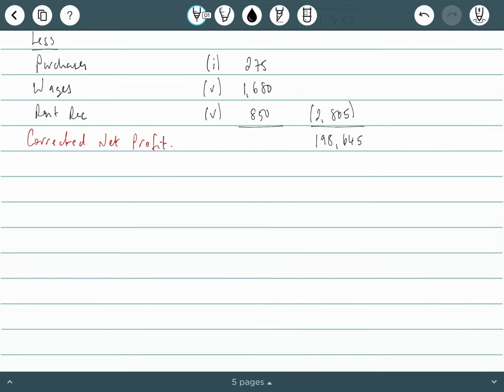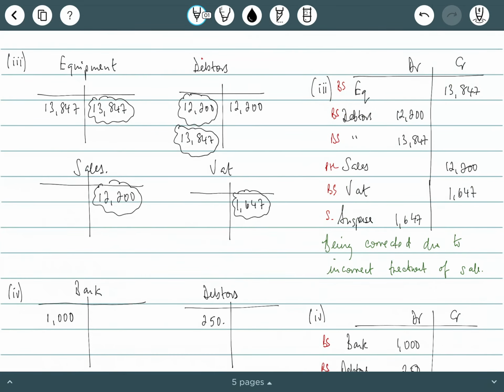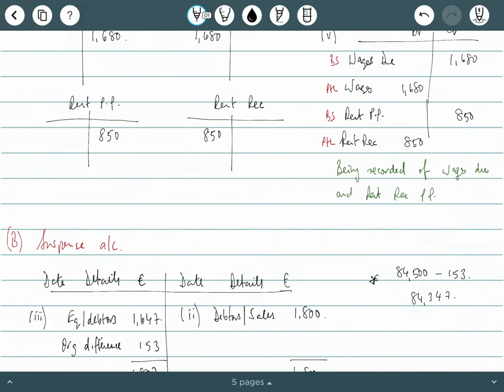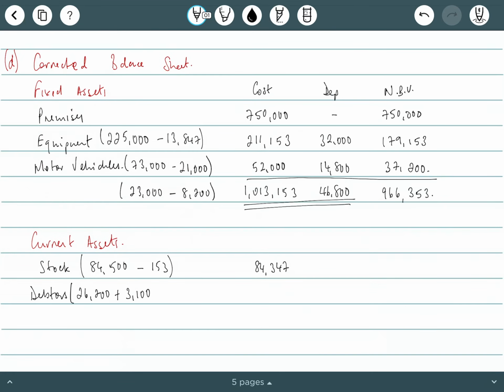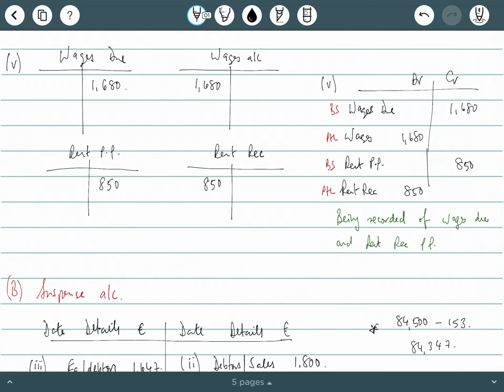Okay, let's go back up to the third working. You can see debtor was affected twice. So here, 12,2 and 13,847. Debit side, so we're adding on. So 12,2 and 13,847.